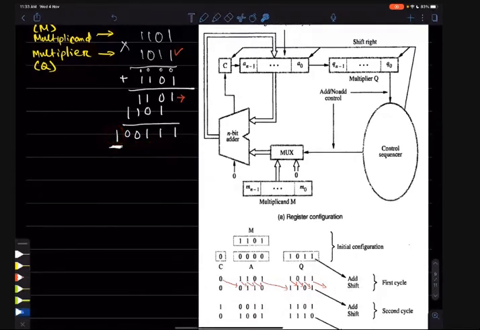So you got how this works. Whenever there is a carry, the carry will go to the C register. That's why there is a connection from this adder to C. Whenever a carry is generated, it will go to the C register.